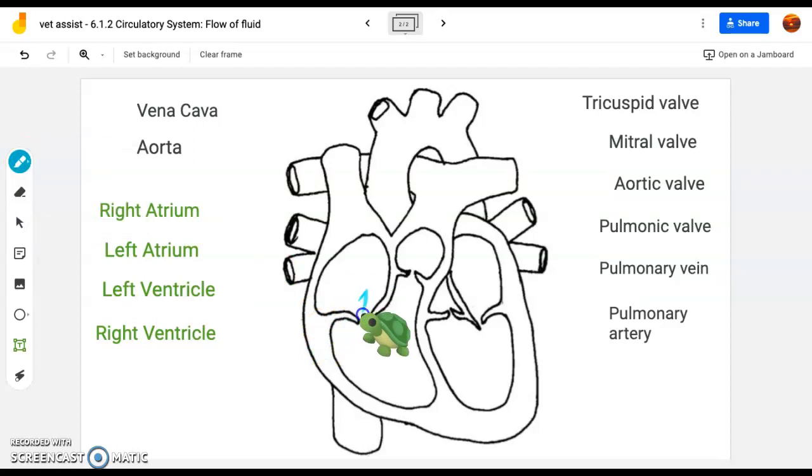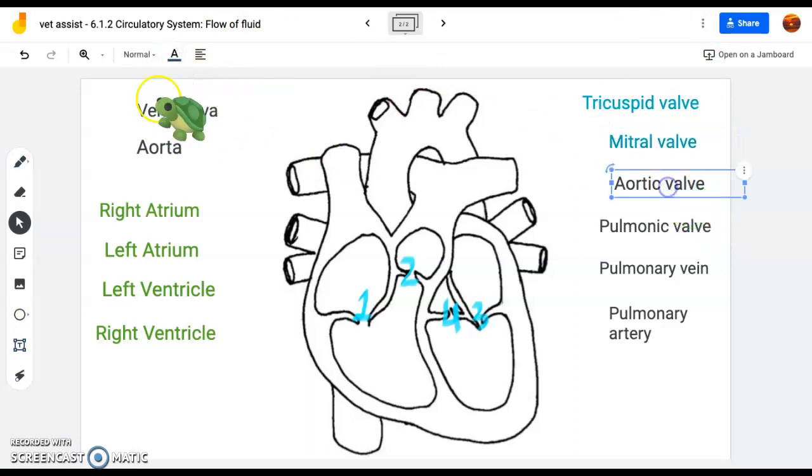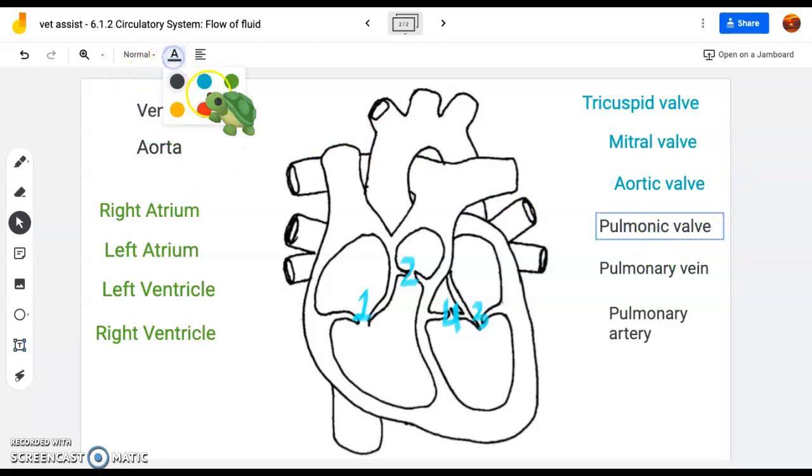All right, so I have 1 valve over here. I have a 2nd valve over here. I've got a 3rd valve, and then I have a 4th valve. So I have 4 valves. So I'm going to go ahead and make my valves a color. I'm going to make them blue. So I have my tricuspid valve, my mitral valve, my aortic valve, and then my pulmonic valve.